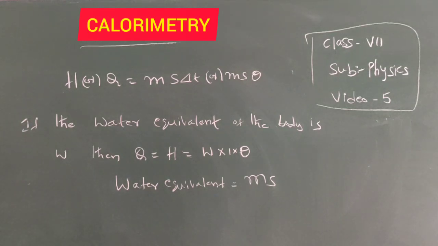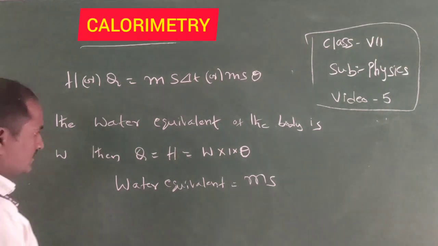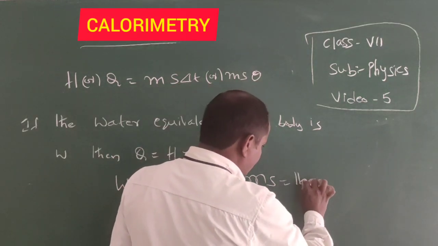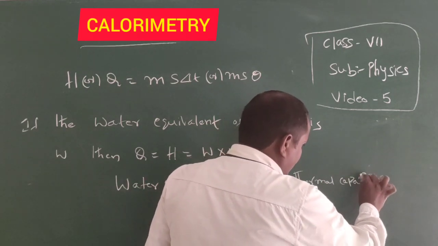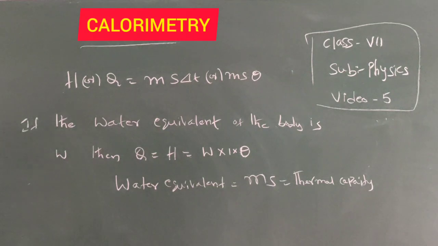The water equivalent is numerically equal to the thermal capacity. But the thermal capacity is expressed in calories per degree Celsius, or in joules per Kelvin, while the water equivalent is expressed in grams, or in kilograms in SI. These are the differences between water equivalent and thermal capacity.